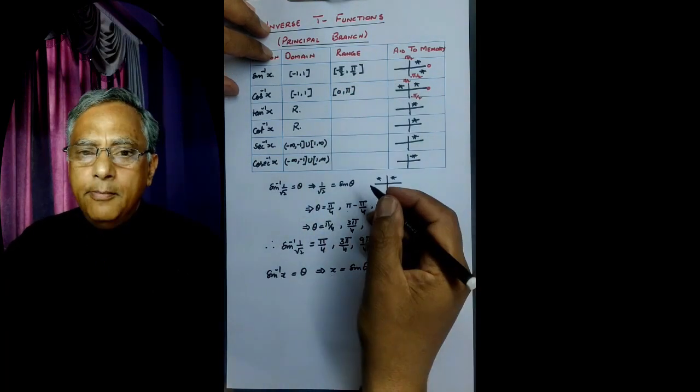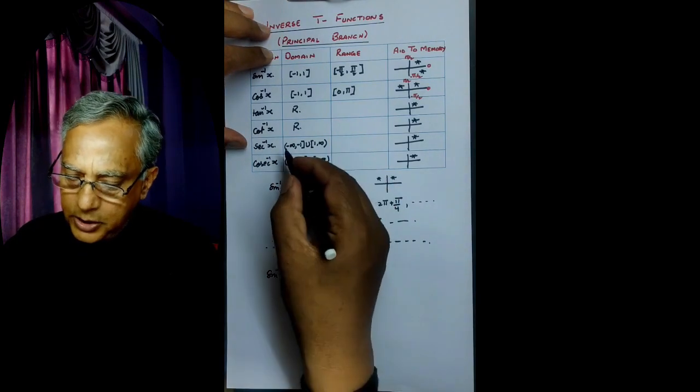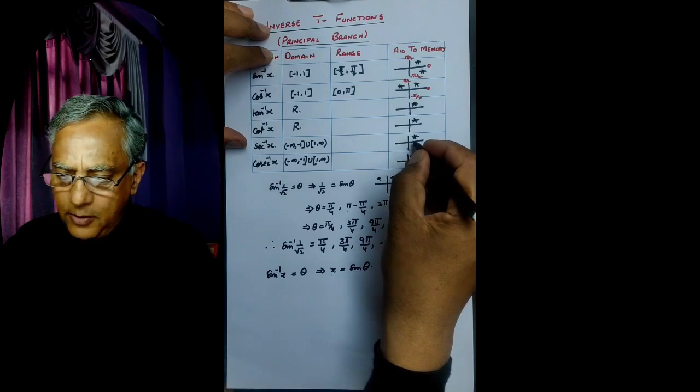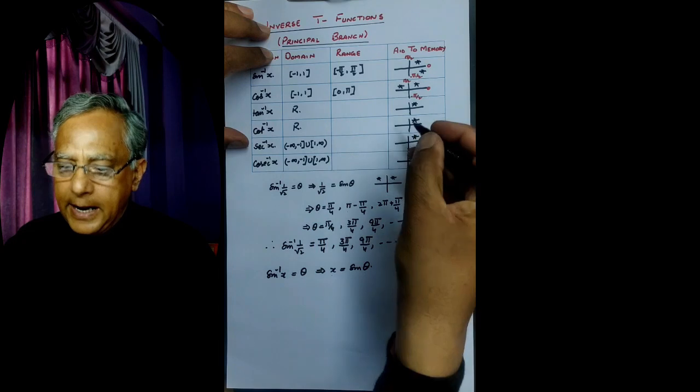You don't have to memorize. Now I come to secant inverse x. Now, for secant inverse x, x is positive in the first quadrant. And if x is negative, secant theta should be negative.